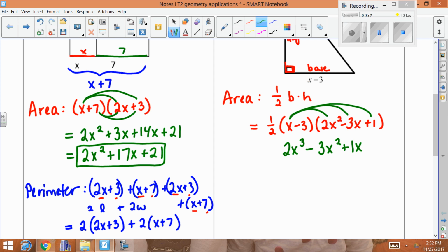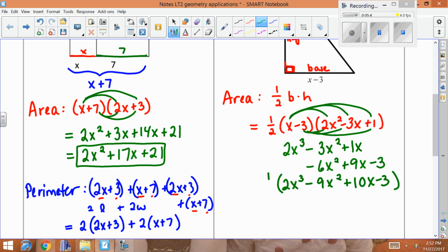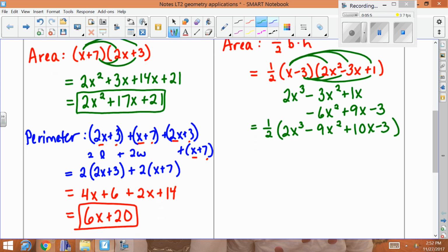Then we have to just make sure we distribute the -3 to everything. So I like to kind of put it on top of each other here. So minus the 6x squared plus the 9x minus the 3. So if you multiply all of those, we get 2x cubed, combine your like terms, minus 9x squared plus 10x and a minus 3. Don't forget, however, that we still need to multiply by the 1/2. Don't forget that part of it there.